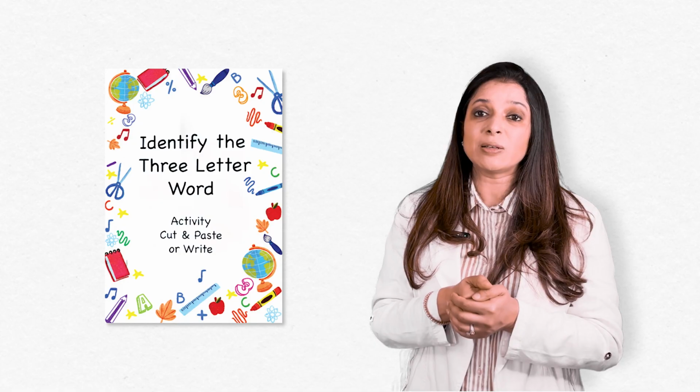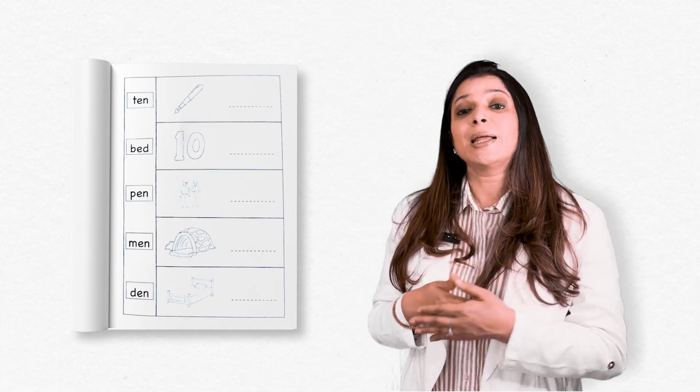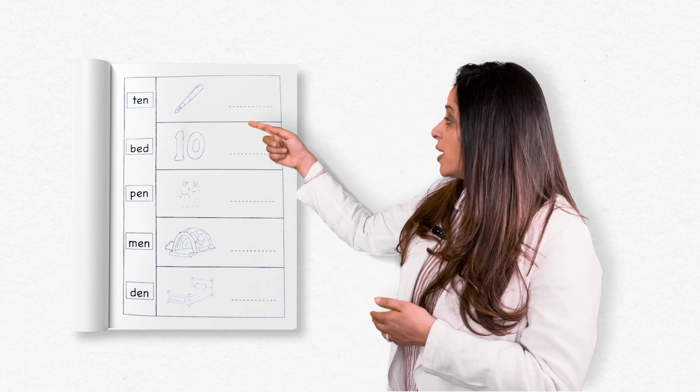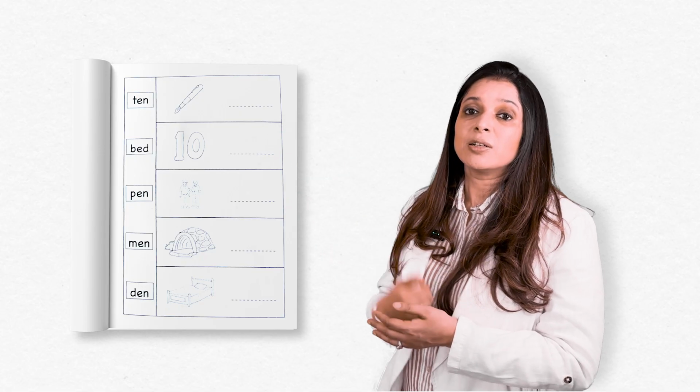And the last exercise in this workbook is about reading the 3-letter words, identifying it with the correct picture and pasting it. So you can either cut these and the child can paste it below the pictures, or they can write it.